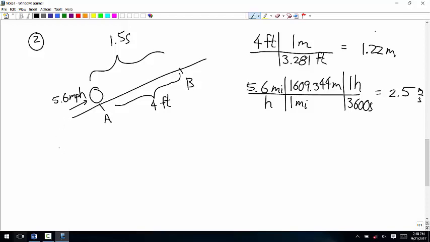So now we'll choose time equals 0, time final, position equals 0, and positive direction. Time equals 0 is when it passes A. Time final is when it passes B. Position equals 0 is A. Positive direction is, let's say, up the ramp.